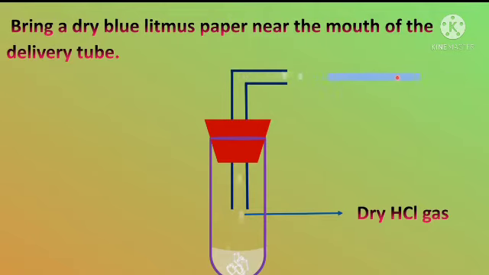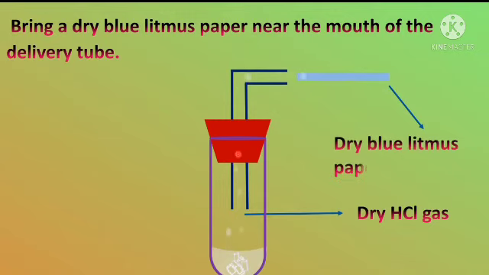See here, what will happen here? It is dry blue litmus paper, and dry HCl gas is passing through the delivery tube to the litmus paper. Dry HCl gas is coming out, and here we kept dry litmus paper near the mouth of the delivery tube. Whenever the gas passes over the litmus paper, there is no change, isn't it? Yes. We are doing this experiment.